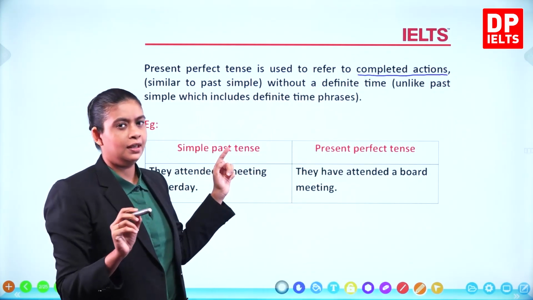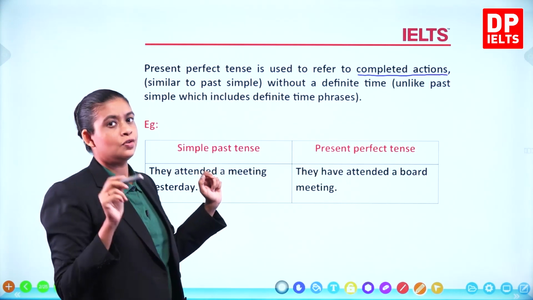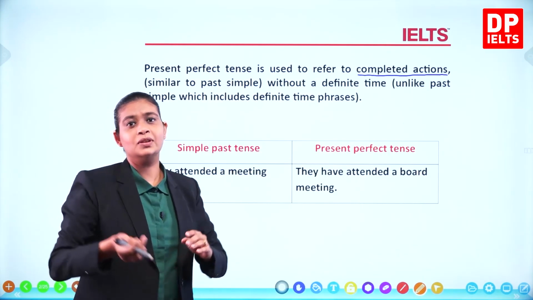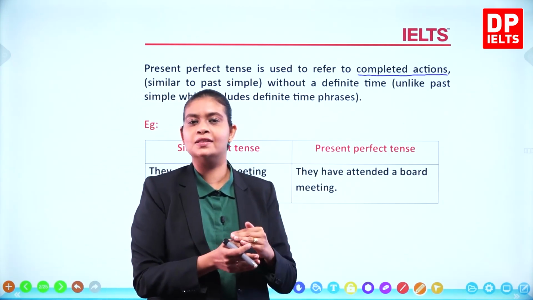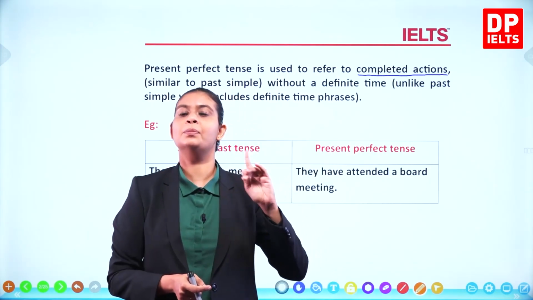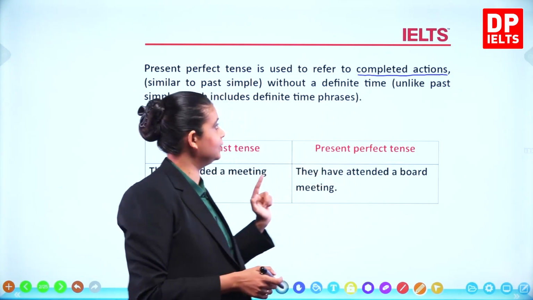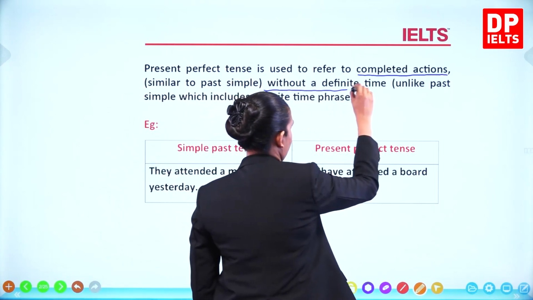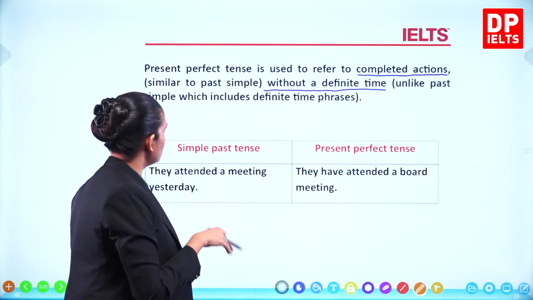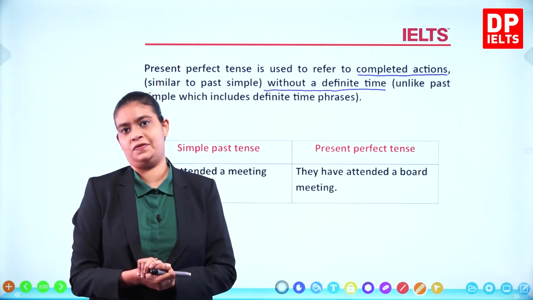Now, if you remember, in the simple past tense also we had this, completed actions. So, it is quite similar to the past tense. So, if it is quite similar, then why do we need another tense? What is the difference? The difference is that in the simple past tense, you had the specific time. But here, you don't have a definite time, and this does not include definite time phrases. So that is the main difference.